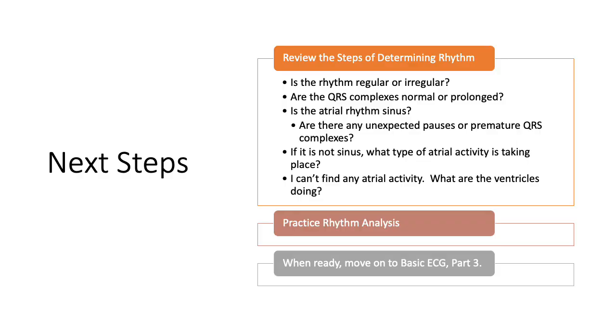Okay, so that's the end of this section of the workshop. So next steps for you, make sure you review the steps of determining rhythm. Is the rhythm regular or irregular? Are the QRS complexes normal or prolonged? Is the atrial rhythm sinus? Are there any unexpected pauses or premature QRS complexes that you may need to identify? If the underlying rhythm is not sinus, what type of atrial activity is taking place? And if you can't find any atrial activity, then you need to think about what the ventricles are doing.